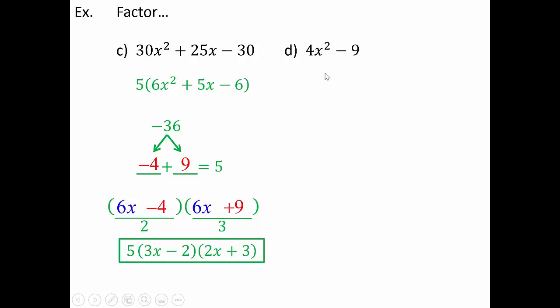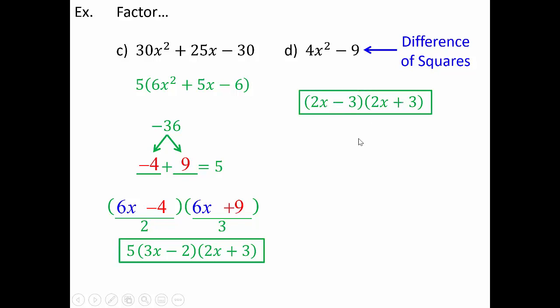And the final one hopefully required no work whatsoever because you immediately recognize that as a difference of squares. 4x squared is 2x times 2x, and 9 is 3 times 3. And as long as it's a difference of squares, we can just break it up into 2x plus 3 and 2x minus 3. It does not matter what order we're in. Anytime you have a difference of squares, a squared minus b squared, it will always factor into a plus b, a minus b.